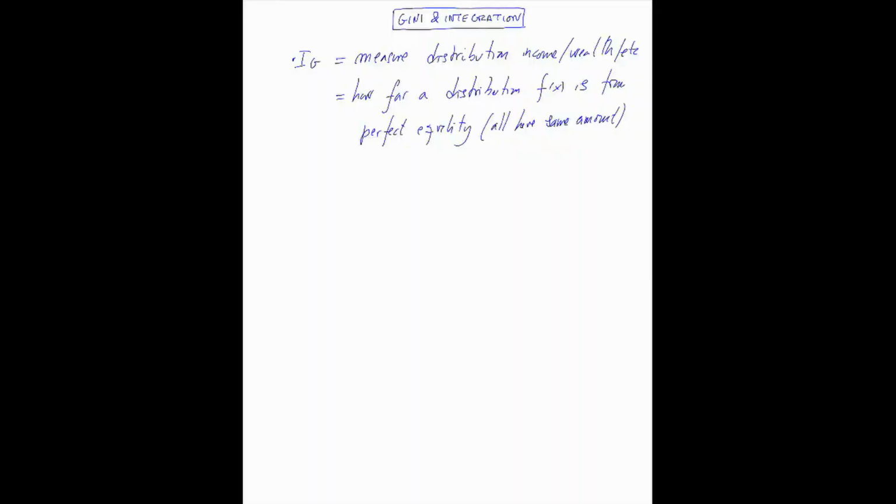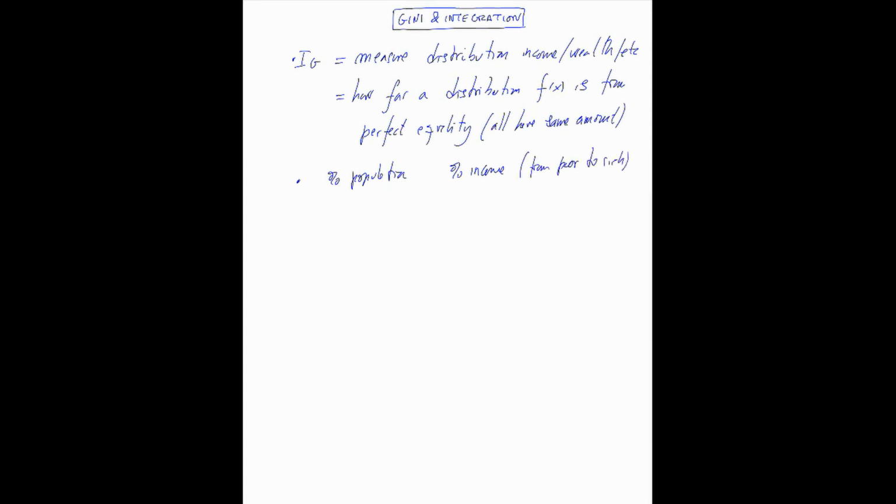The Gini index is a measurement of the distribution of the income or wealth of a country or a region or a set of people. It measures how far the distribution is from perfect equality. To compute the Gini index, one always compares the percentage of population to the percentage of income, where the percentage of income increases from poor to rich.